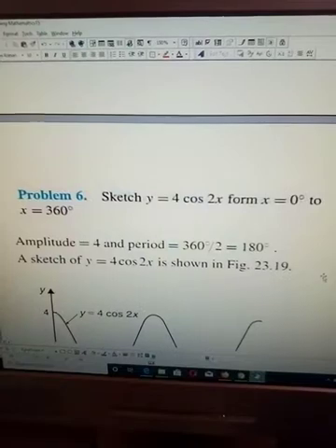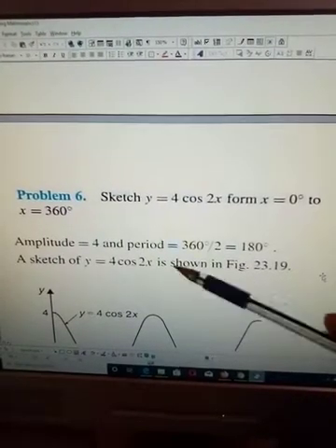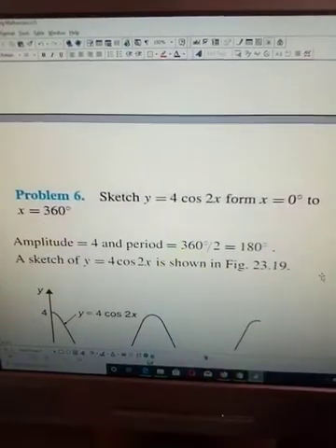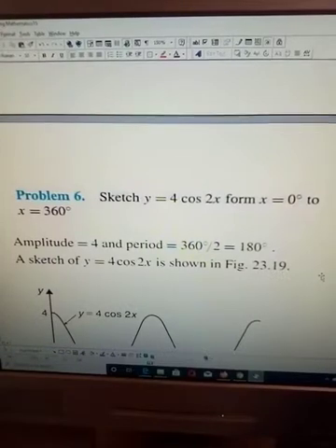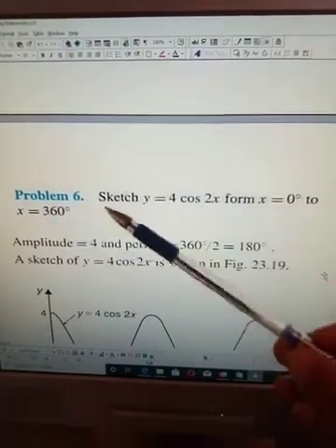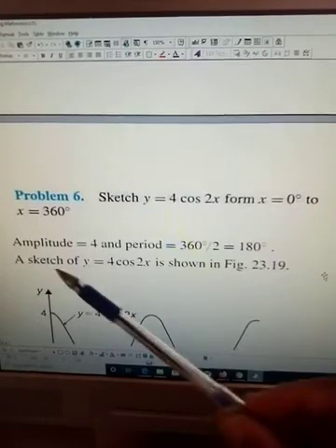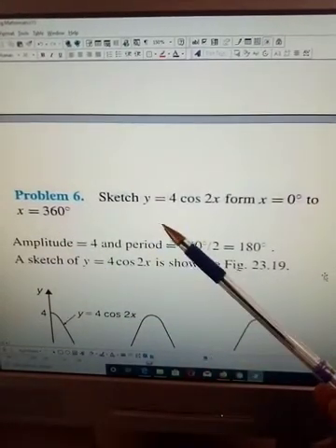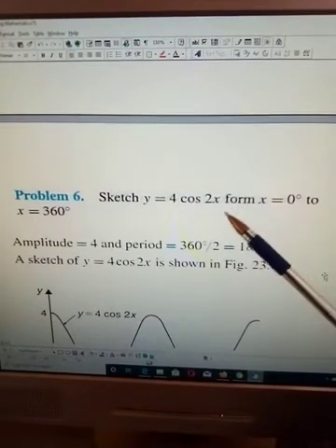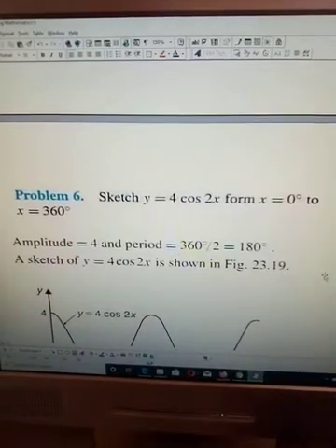Now problem 6. Sketch y equals 4 cos 2x from x equals 0 to x equals 360. Now, for me, I would normally produce a table, okay? And I said that automatically because x equals 0 to x equals 360 degrees. Sketch y equals 4 cos 2 times x. So for me, I would produce a table overall.